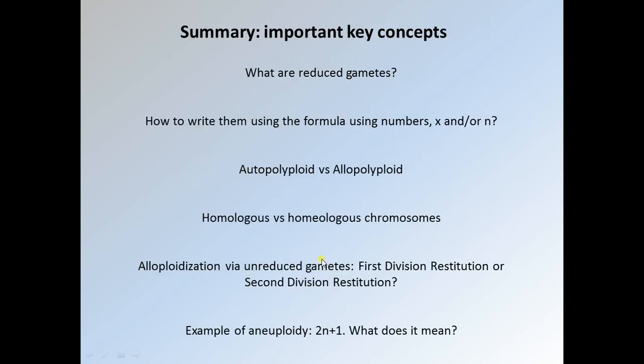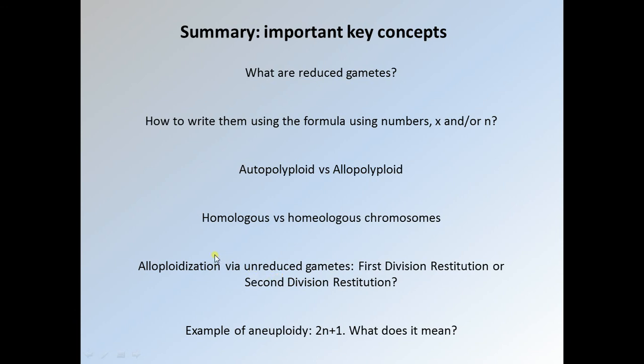So, time to summarize. I will ask you on this quiz to tell me what it means to have, or what unreduced gametes are, and then how to write them using the formula, using the numbers that we discussed already, so x, n, or whatever. Then what is the difference between autopolyploids and allopolyploids? The difference between homologous and homeologous chromosomes. And then a question a bit tricky.